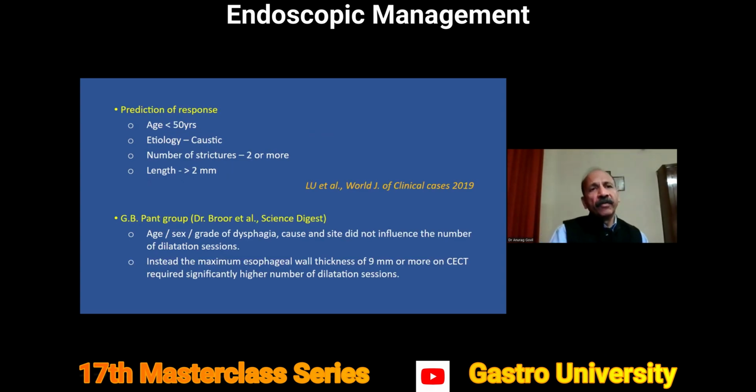This background information helps me, one, predict and plan. So one, I can kind of predict the response. There are various studies. I've just picked up two. There's one which says that if you have young adults, if you have caustic strictures, and the stricture numbers are more than 2, with of course them being complex, then they will probably require a lot of sessions of dilatation. There's another study. Dr. Brewer from GB Pant has done a lot of study on corrosives. He's published extensively on corrosives.